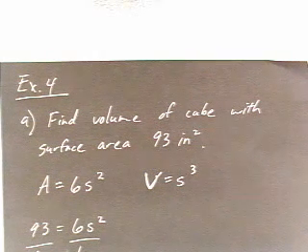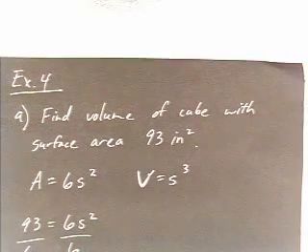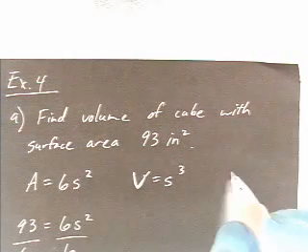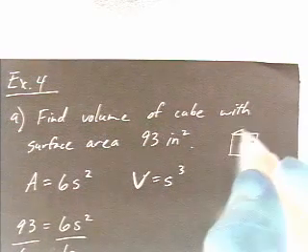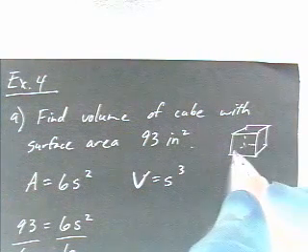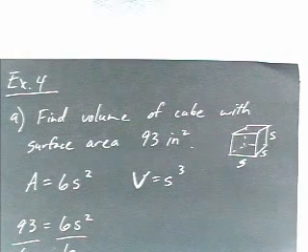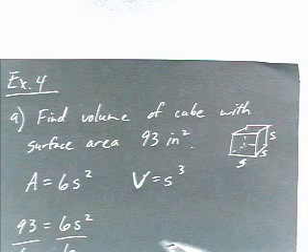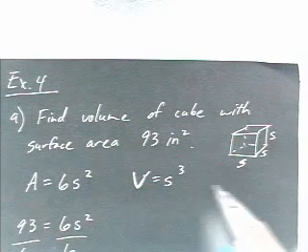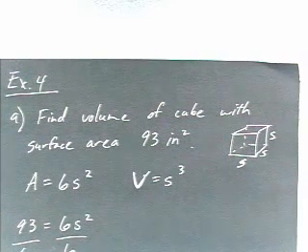So you thought you were done with the notes. Ha! I tricked you. Okay, so example 4 says, find the volume of the cube with surface area 93 square inches. Well, if you think about a cube, right, it's got side length S. All the sides are the same length. So one side is S squared, and you've got 6 sides, so that makes 6S squared for your surface area. Well, volume is length times width times height, but they're all the same, so that's side length cubed.